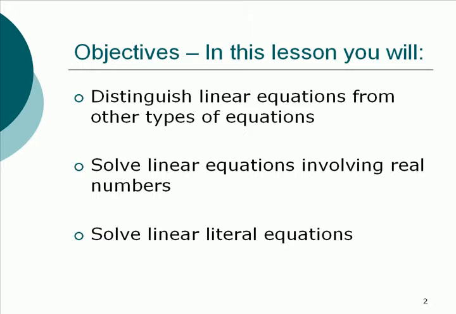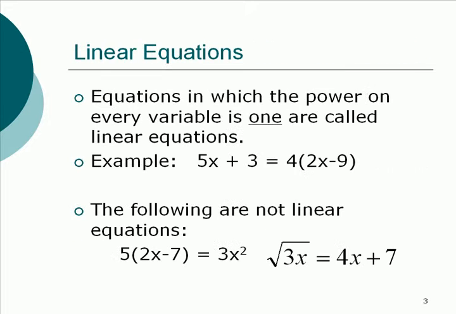So before we solve any equations, let's take a look at that first objective and see how to distinguish a linear equation from other types. The way to tell a linear equation is you look at the powers or the exponents. If there's no powers other than 1, it's linear. So for example, the one shown there on the screen, 5x plus 3 equals 4 times 2x minus 9. Well, the only variables that make an appearance are x on the left side and x on the right side. There's no exponents, so the exponent's assumed to be 1. That's it. They're linear.